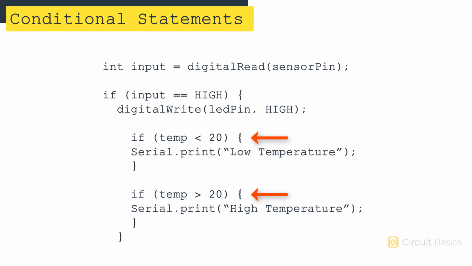Then, nested inside the top if statement, there are two other if statements. These check the actual temperature values from the sensor and print some text to the serial monitor to indicate if the temperature is high or low. If the temperature is less than 20 degrees, the code in this if statement will be executed, and the low temperature text will get printed to the serial monitor. If the temperature is greater than 20 degrees, this if statement will get executed, and the words high temperature will be printed. The nested if statements only get evaluated when the sensor is sending data to the Arduino.